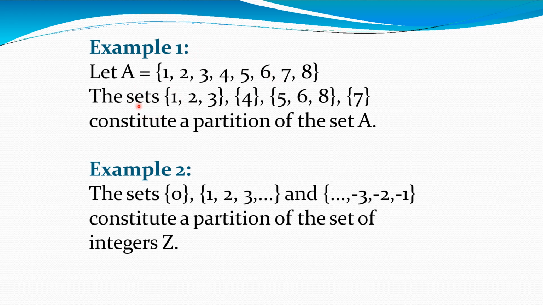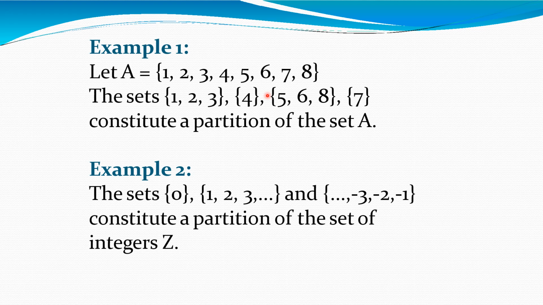Then see, there is nothing common in these two sets. Similarly, if you consider {1, 2, 3} and {5, 6, 8}, their intersection is an empty set. {1, 2, 3} and {7}, again the intersection is empty. {4} and {5, 6, 8}, intersection is empty. {4} and {7}, intersection is empty. And {5, 6, 8} together with {7}, again it is empty. Means they are pairwise disjoint. Their union is A and all are non-empty. Hence, this collection forms a partition of set A.